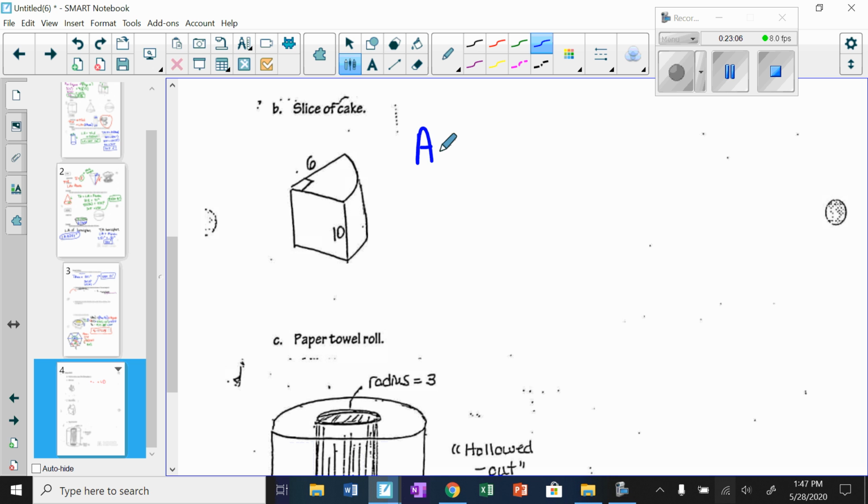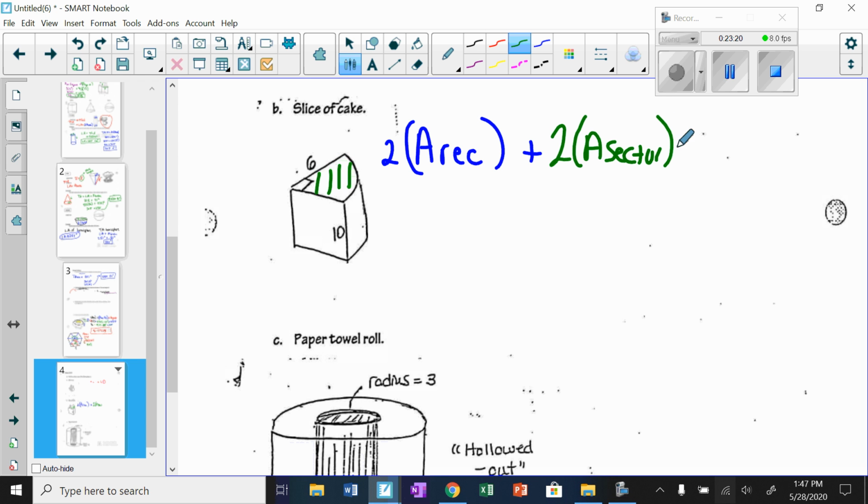So we're going to say area of a rectangle times 2 plus, now the top, isn't that a sector? And isn't there also a matching sector on the bottom? So we're 2 times the area of a sector. Now here's the hard part. This is not a rectangle, this is curved. So this is the fractional part of a cylinder. So plus fractional part of cylinder. And we'll get to that in a minute.